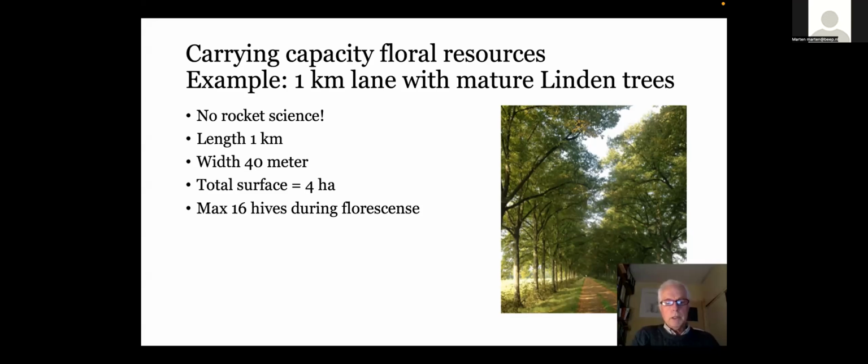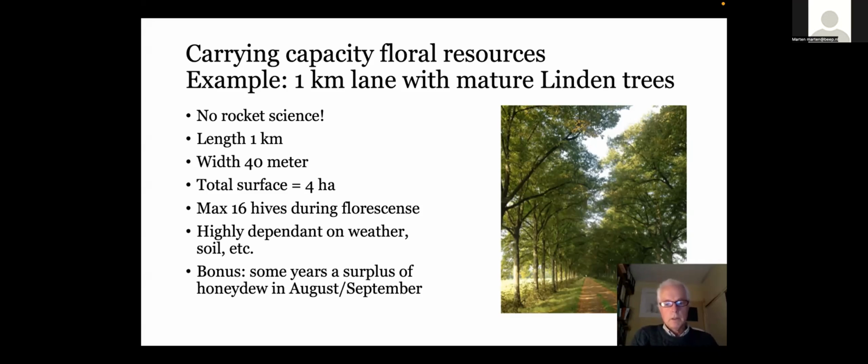In commercial beekeeping, these figures are significantly lower, fewer hives per hectare. Of course, these figures are highly dependent on weather and soil, etc. And in some years, but that has nothing to do with carrying capacity, you can have a surplus of honeydew in August and September.